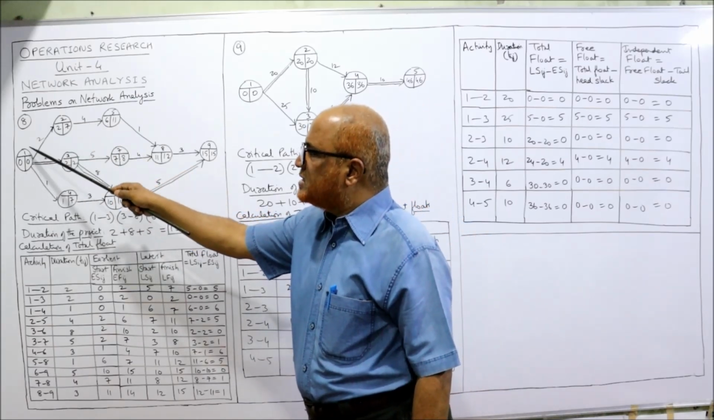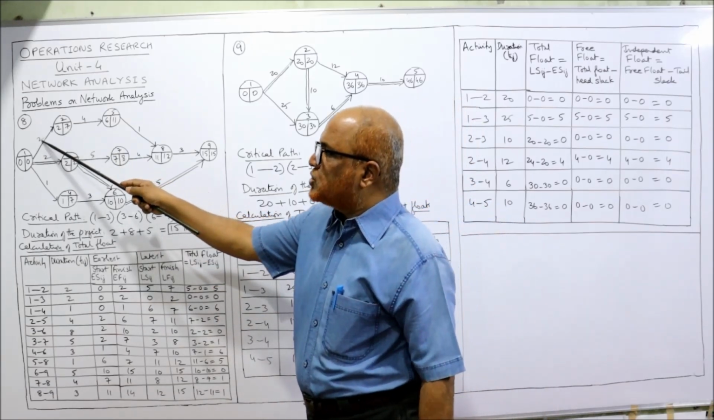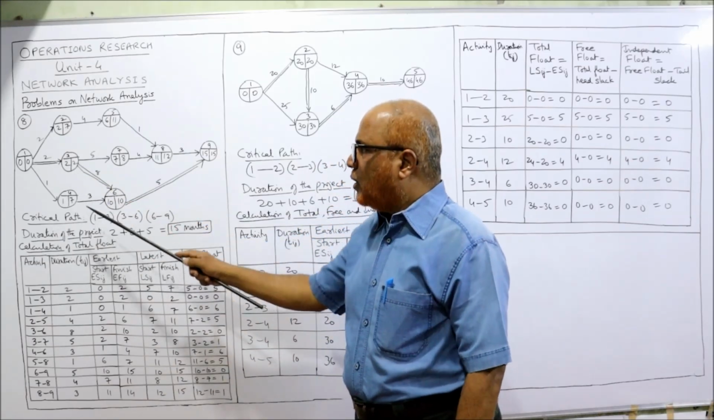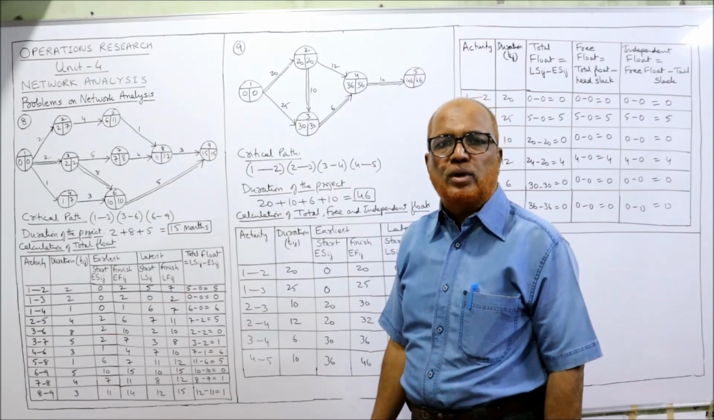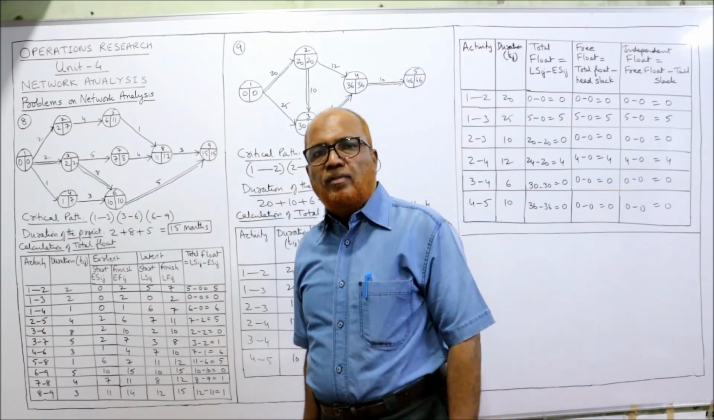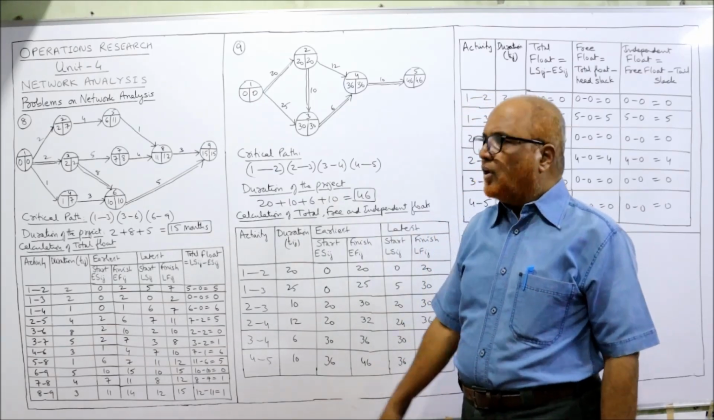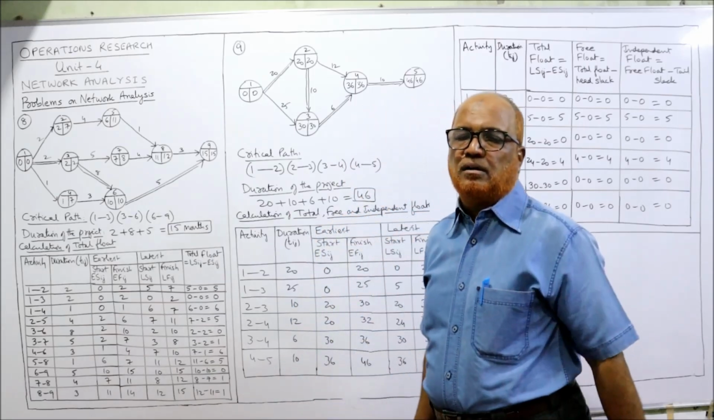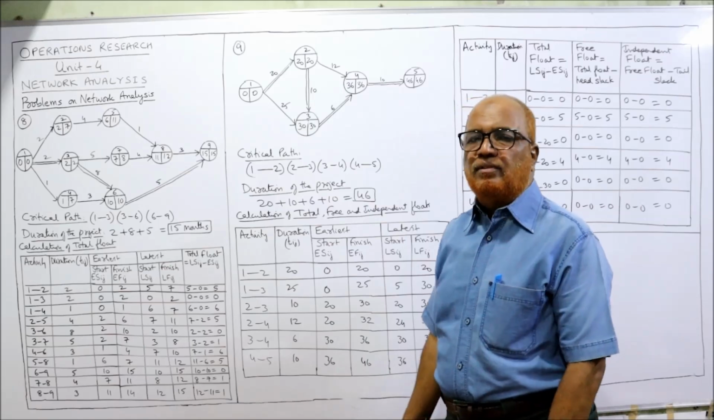Here three activities are bursting. So we have to take the minimum. 7 minus 2, 5. Or 2 minus 2, 0. Or 7 minus 1, 6. Whichever is lower. 0 is lower. So always the first event EST LFT value will be 0. If you are not getting LFT value 0, means you have committed some mistake. Right? That's all. So we have calculated all EST LFT values.